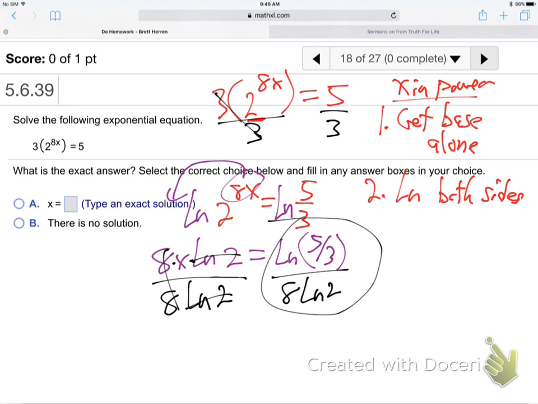Logs, that's the great quality of logs. Remember, logs are what? They're inverse exponentials, huh? So they do the inverse, the opposite of powers. They bring powers down, don't they? That's the great quality of logs. We need them for solving exponential, x in power questions. All right.